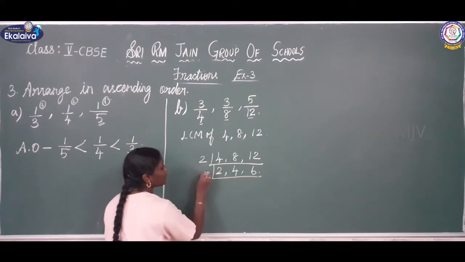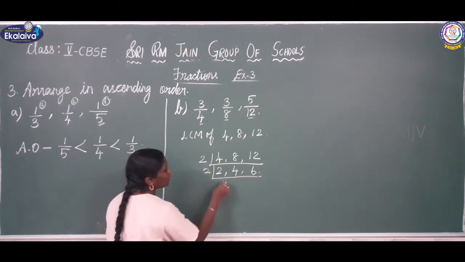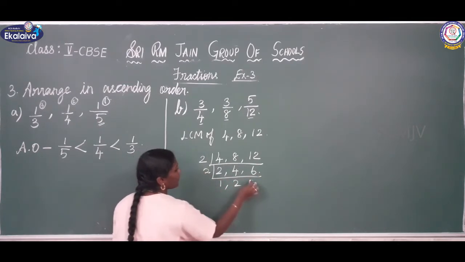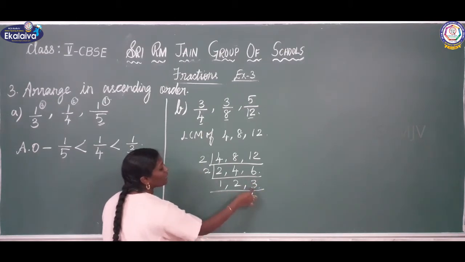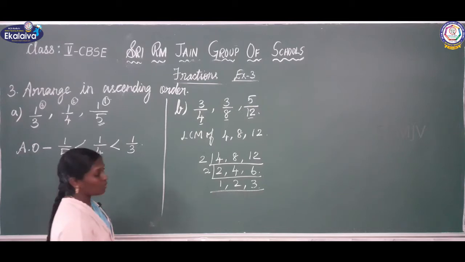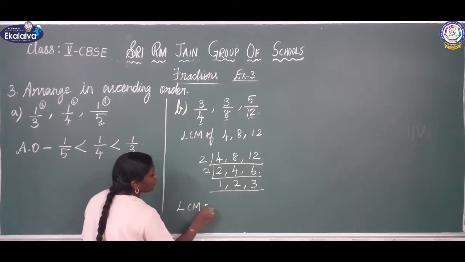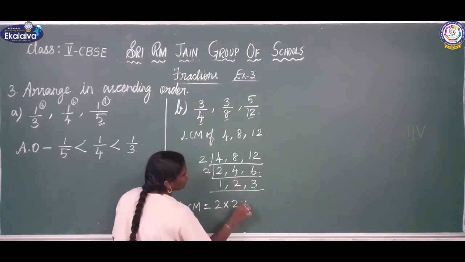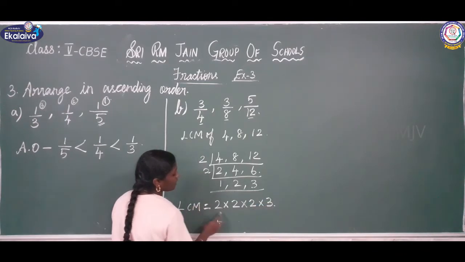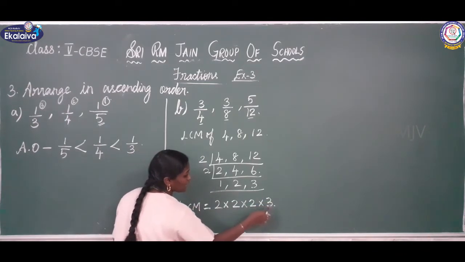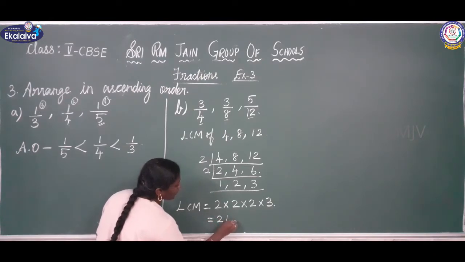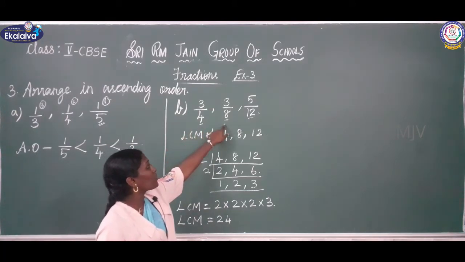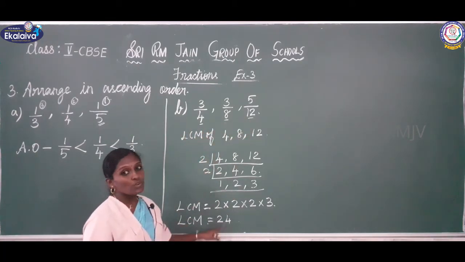Again we can divide the numbers by 2. 2 divided by 2 is 1. 4 divided by 2 is 2. And 6 divided by 2 is 3. Now we got prime numbers in the last row, so we have to stop here. To find the LCM, we have to multiply all the prime numbers. So 2 into 2 into 2 into 3. Here 2 2s are 4, 4 2s are 8, 8 3s are 24. So the LCM is 24. Now we have to change the denominators of the given fractions to 24.